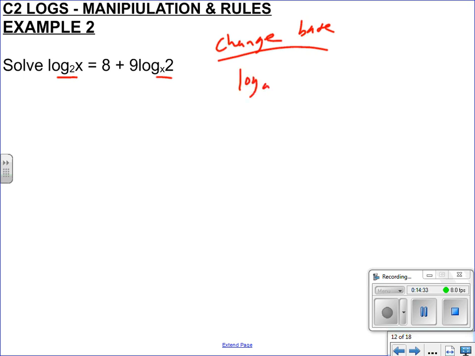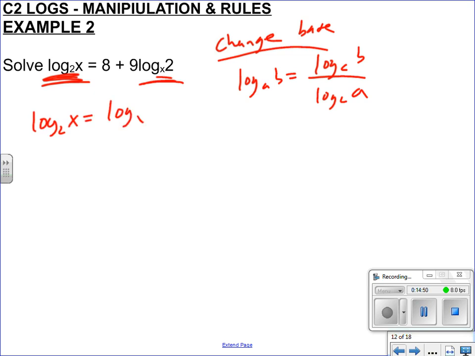So log AB is log CB over log CA. So this one's by itself, therefore it's the easiest. I'm going to change it to be base x. So log 2x is the same as log base x, new base, of the old result, over log x 2, the old base, yeah? So log x, old base. What is log x x? We just talked about that.